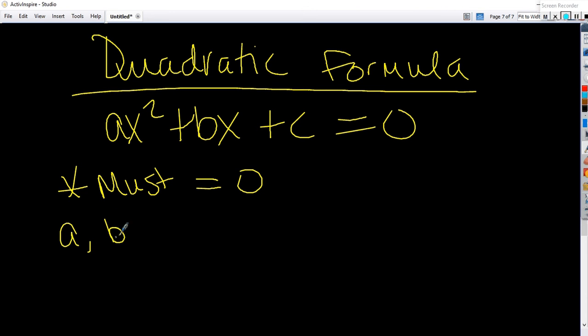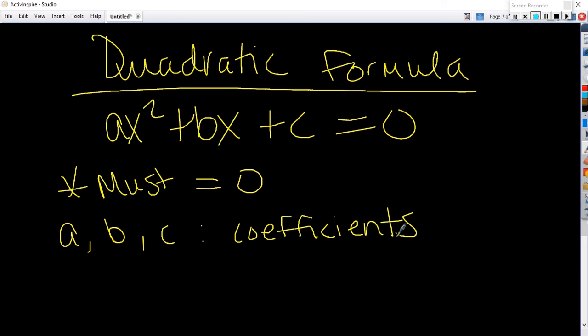A and B and C. A, B, and C are coefficients. So what that means is the x does not go with them. So we're going to practice determining what A, B, and C are. Well, actually, we did that. Remember when we were graphing quadratics and we had to put A equals and B equals and C equals? Remember that? Okay.